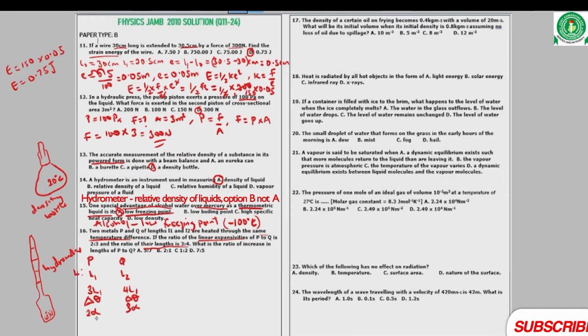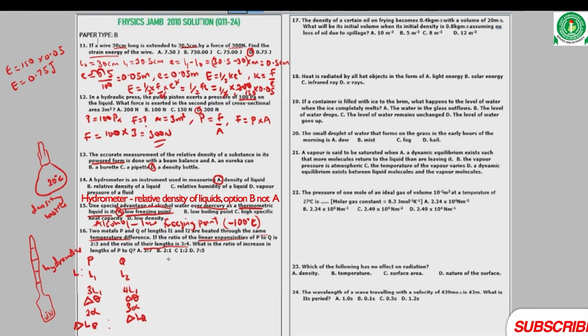So the unit of linear expansivity is what? The symbol for linear expansivity is alpha. So if this one is 2 alpha, this one is 3 alpha. Now we are asked to calculate the ratio of its increase in length: the ratio of the increase in length of P to the increase in length of Q. So that's what we are asked to calculate.